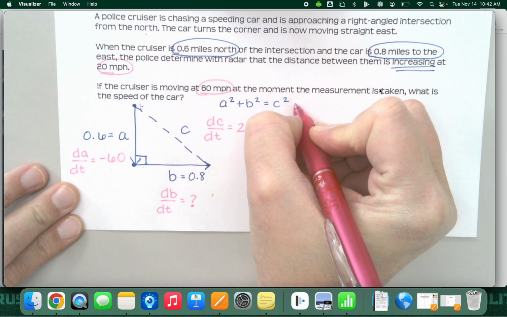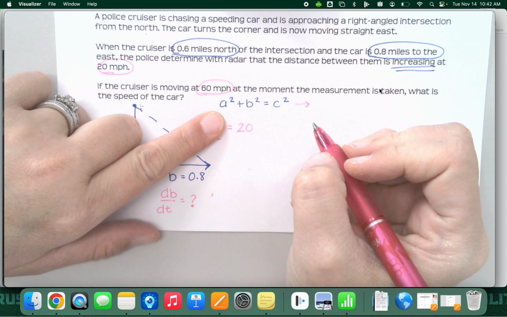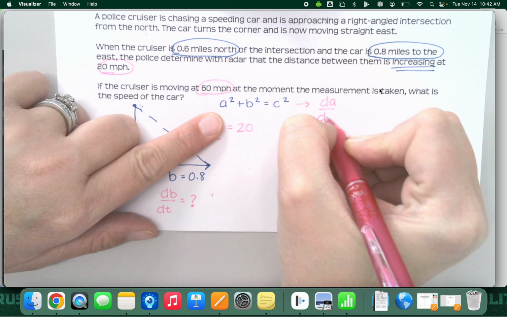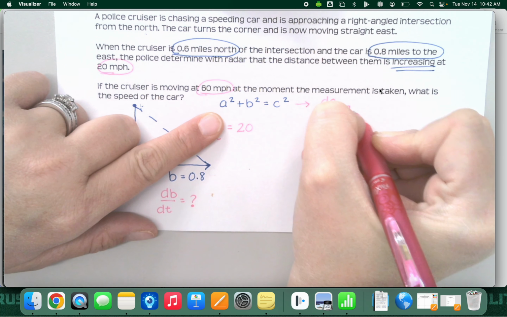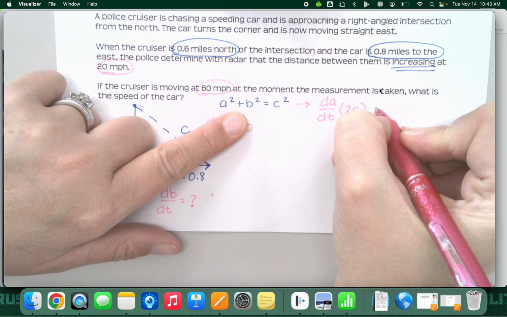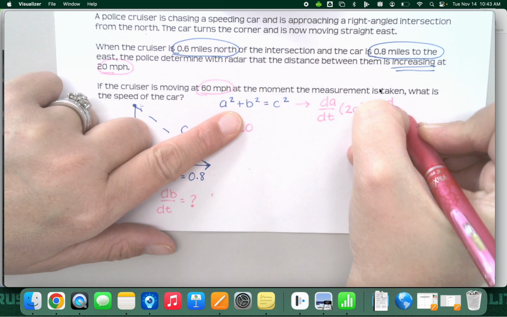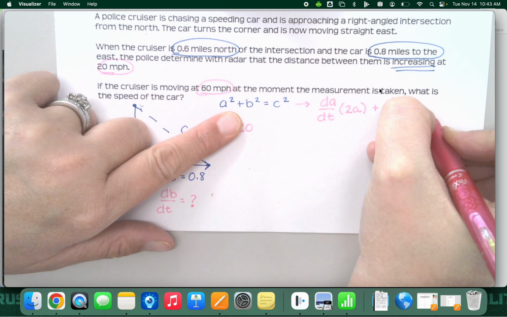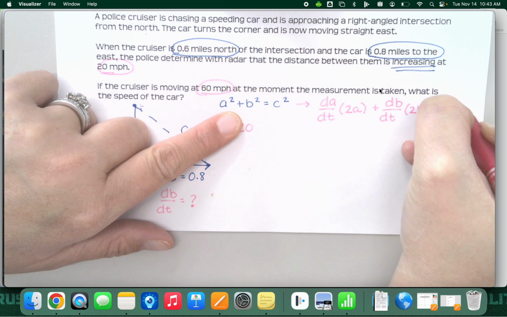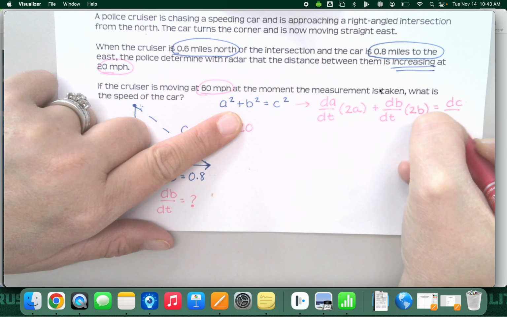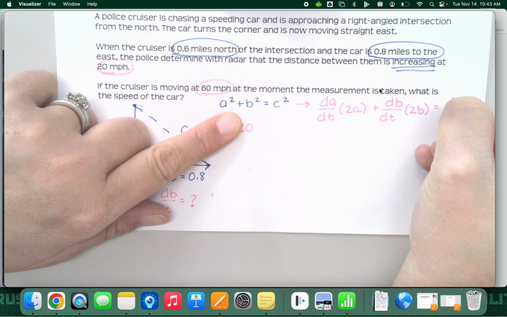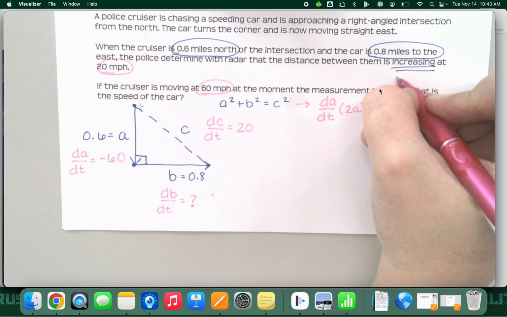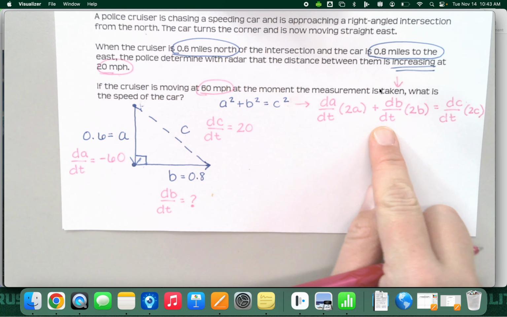So I'm going to take this guy, and I'm going to say, all right, derivative of A squared, that's going to be dA dt times 2a, plus derivative of b, so dB dt times 2b, equals dC dt times 2c. Okay, and I know that the dB dt, this thing, is what I'm trying to solve for.